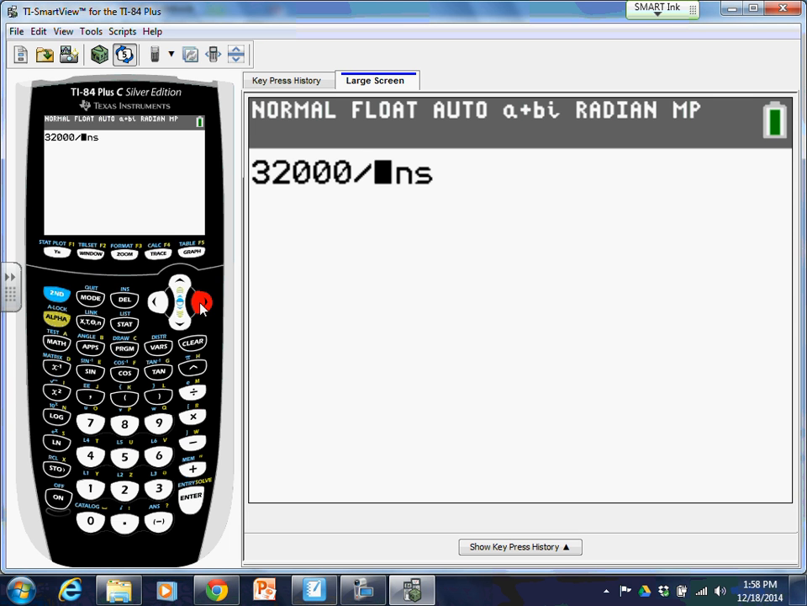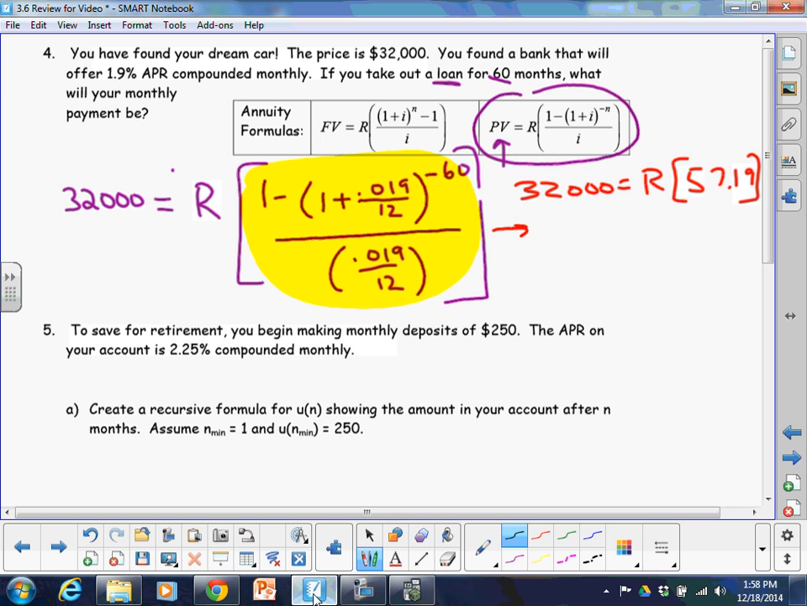32,000 divided by 57.19499, and I got about $559.49. Okay, so 559 and 49 cents. So that would be the regular monthly payment to pay that off.